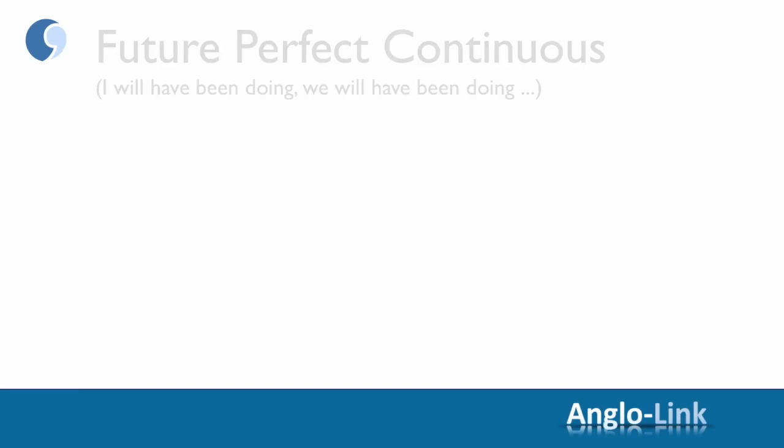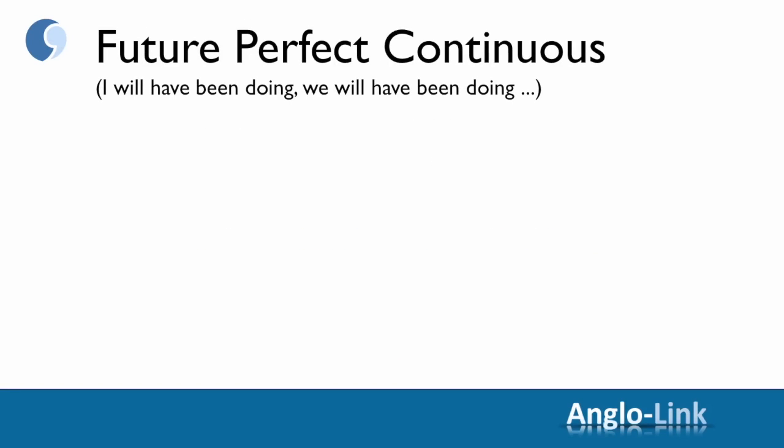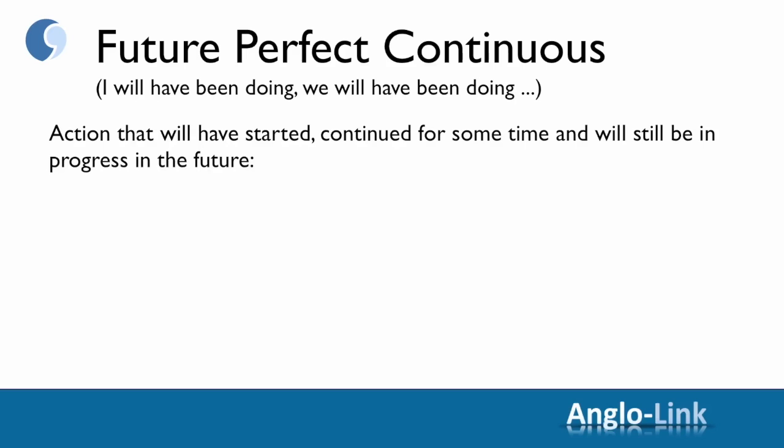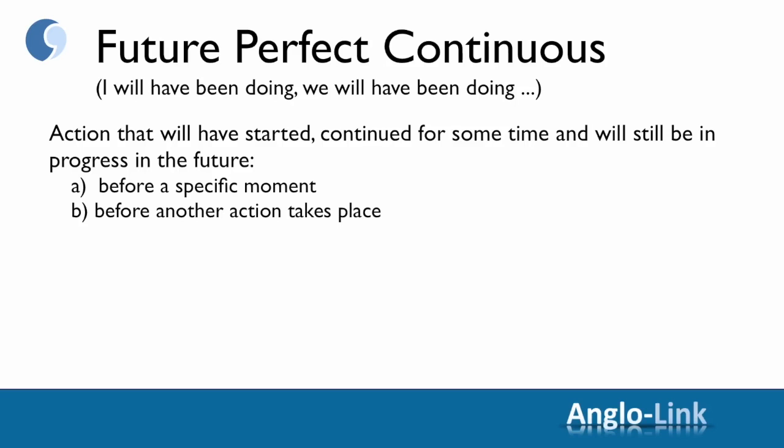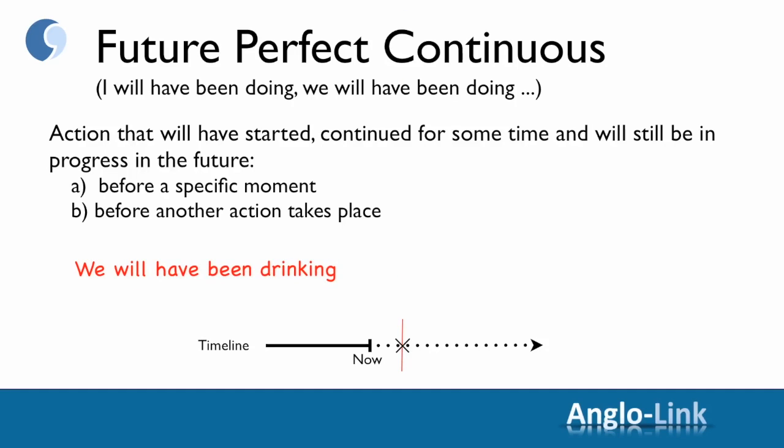And finally, future perfect continuous. I will have been doing, we will have been doing, etc. As you will remember, this is an action that will have started, will have continued for some time, and will still be in progress in the future. Either before a specific moment or before another action takes place. Let's look at the timeline. We will have been drinking for a few hours by the time we leave.